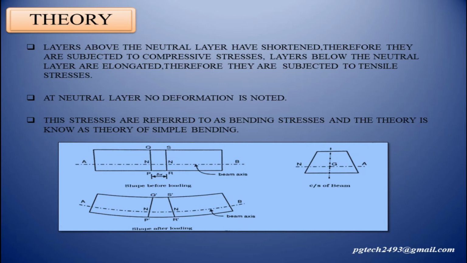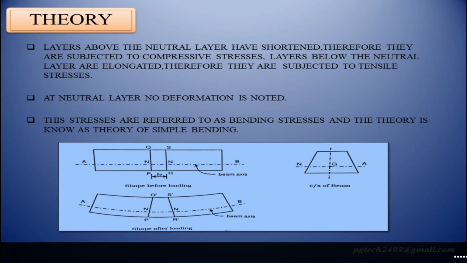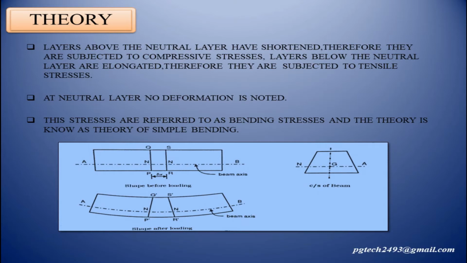On loading, we note that the beam deforms. All the layers in the beam deform except for the layer NN at the beam axis. This layer at the beam axis is known as the neutral layer. The line of intersection of the neutral layer on the cross section of the beam is known as the neutral axis.